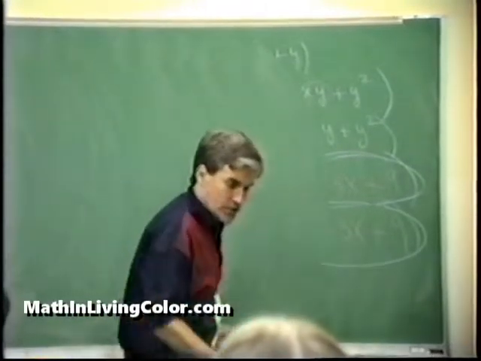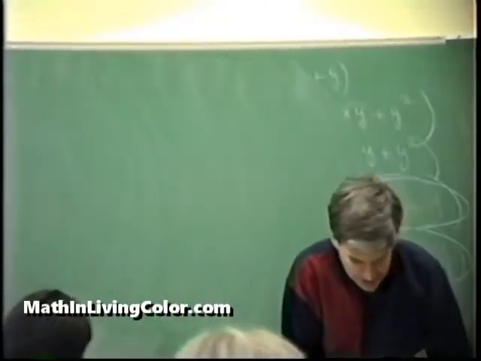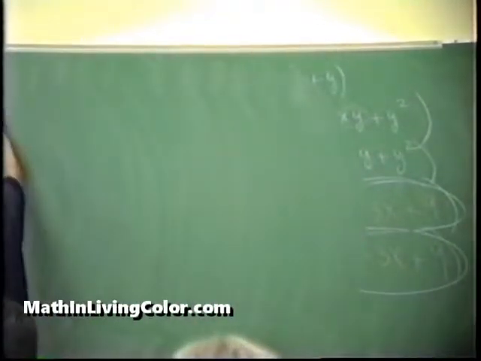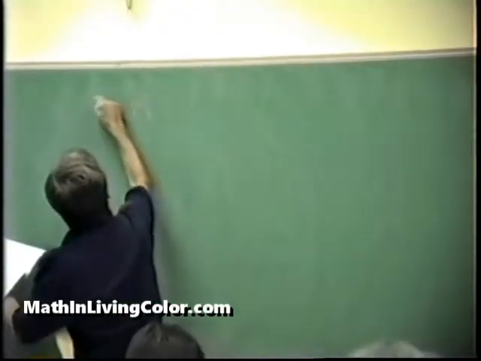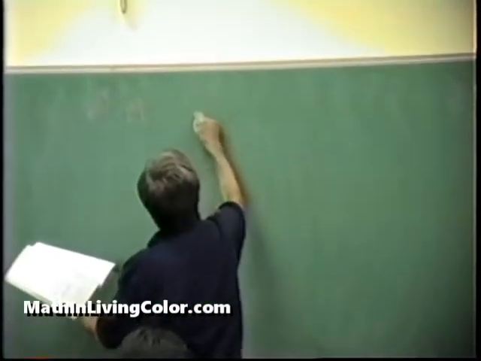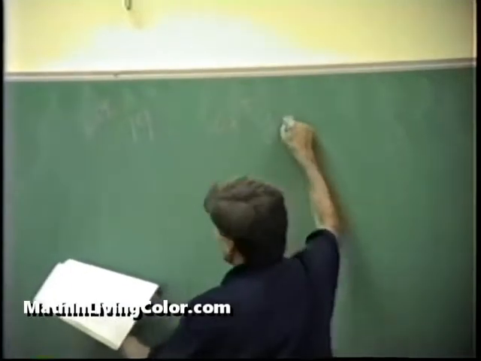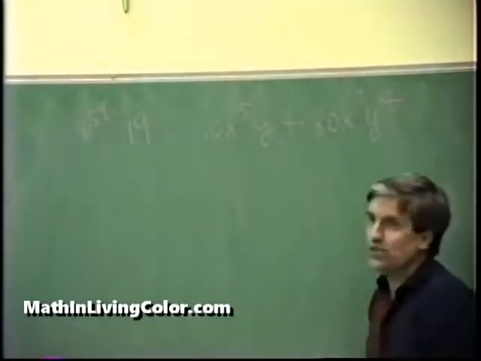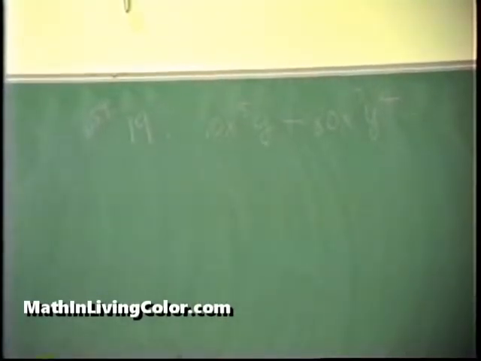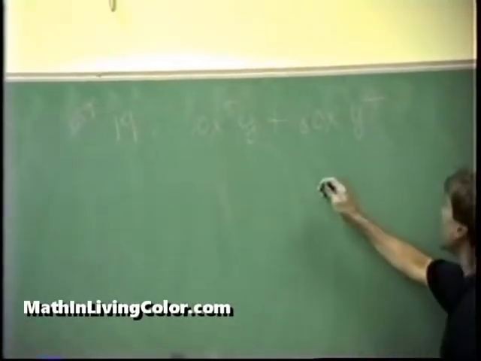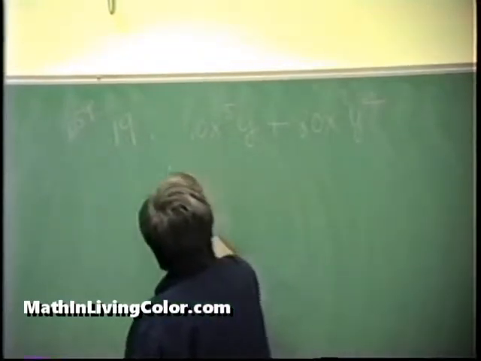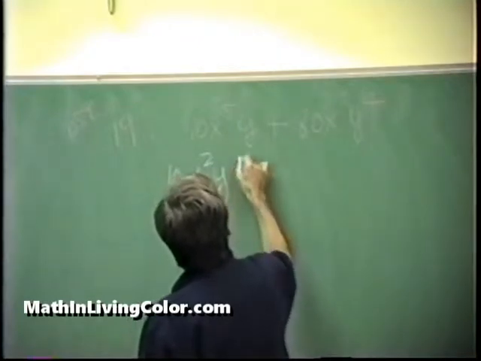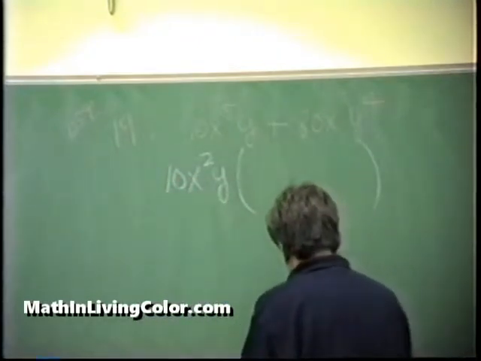Okay, let's take a more challenging problem, like, how about number 19? Number 19 on page 59 in the intermediate one step. 10x to the fifth y plus 80x squared y to the fourth. What is your first step in any factoring problem? Common factor. You can see a common factor there. 10x squared y. All right? So that'll be times what's left now?